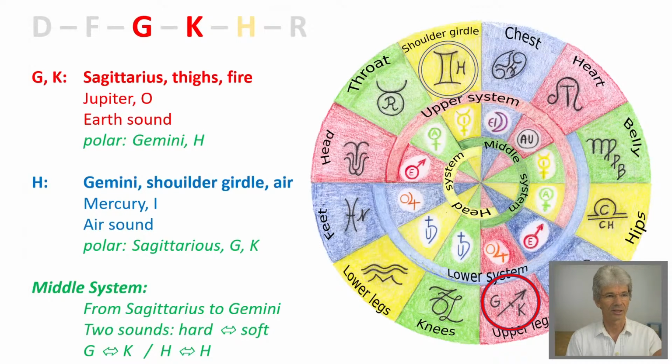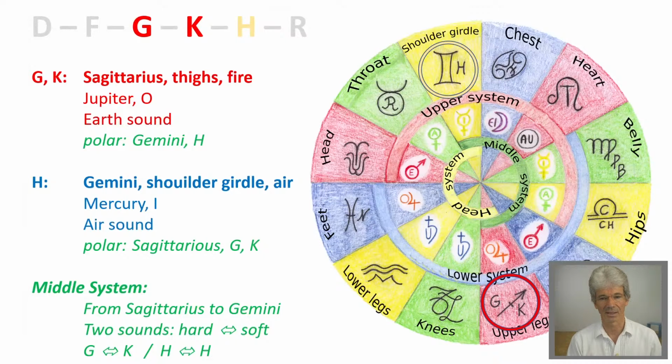And then Sagittarius belongs to the thighs, or the thighs to Sagittarius. It's a fire sign. Jupiter is its ruler. To Jupiter belongs O. It's an earth sound. And polar to it, you have Gemini and the H. And then the interesting thing is the H. Mercury belongs to it, the I. It's an air sound. And its polar sign is Sagittarius.